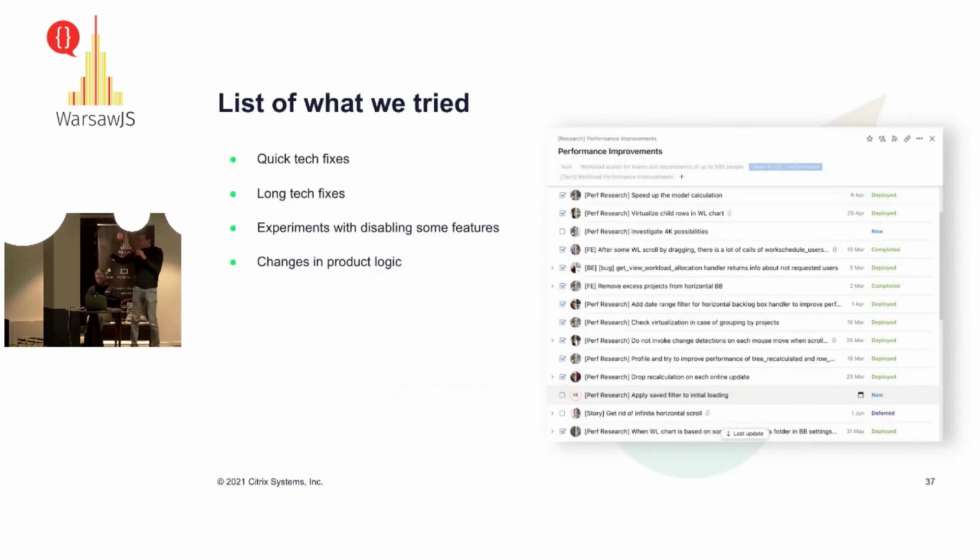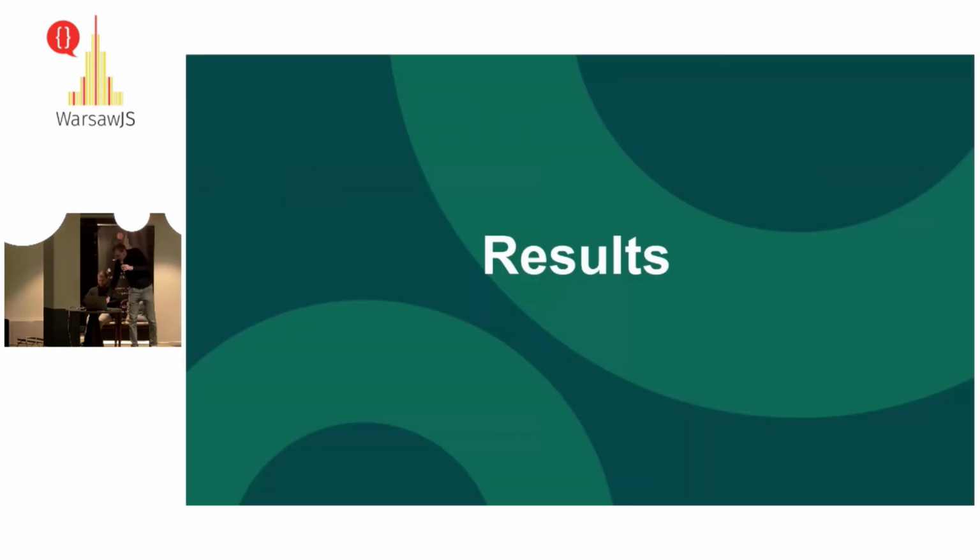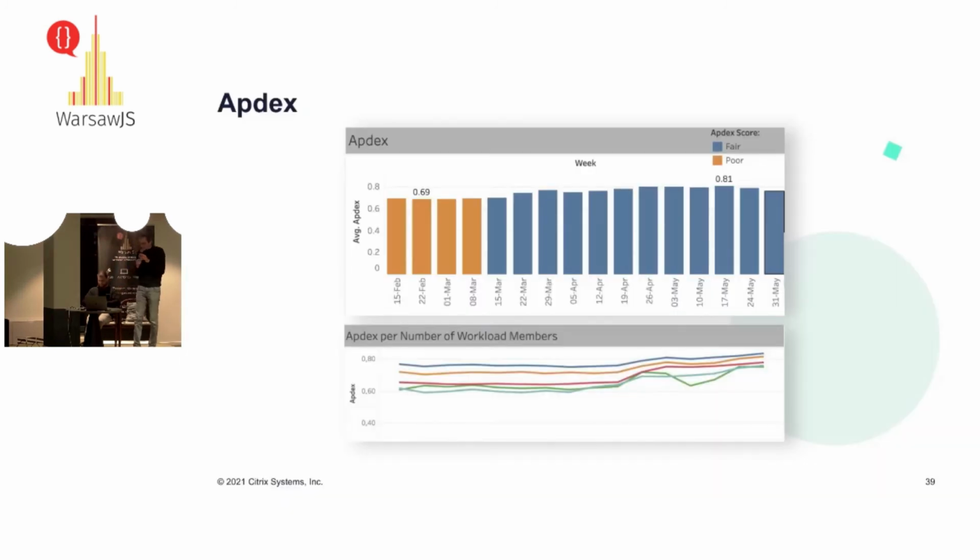So here is a list of what we tried: quick fixes, long fixes, experiments, changes in product logic. If you can see the scroll, it's like half of this list. So it was really a huge amount of things. And as a result, over a couple of months, our performance became at least fair, and it even went to a good state, more than 0.8.